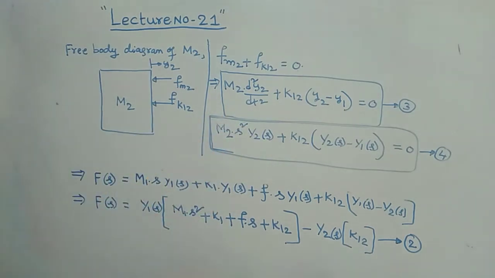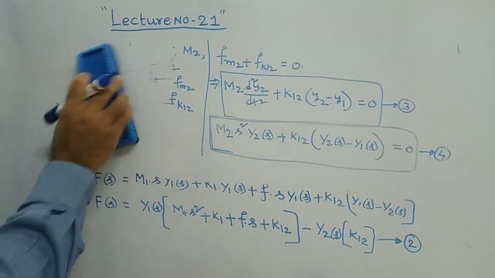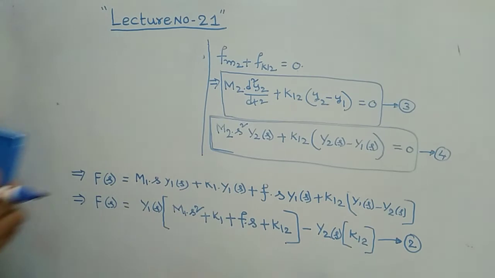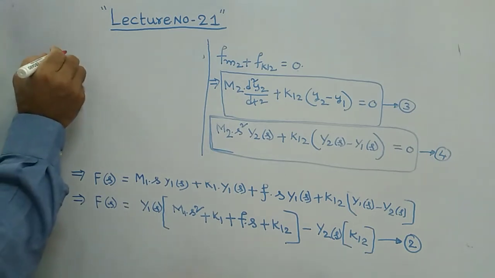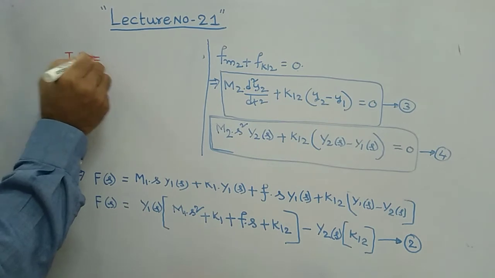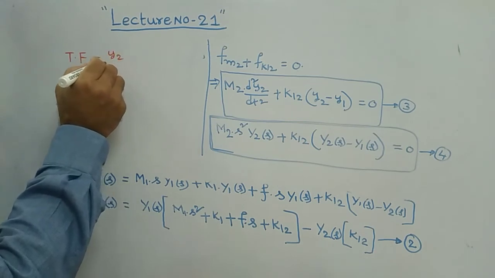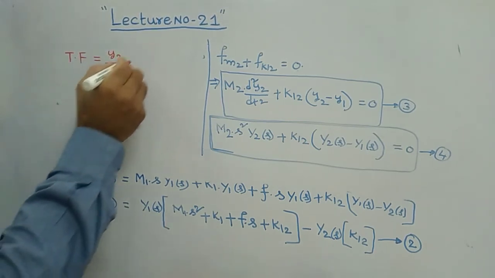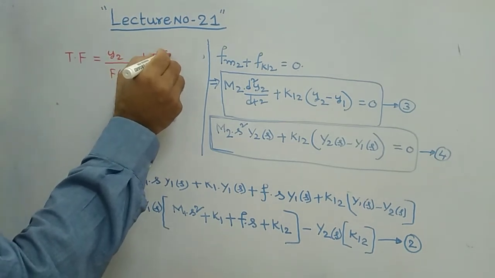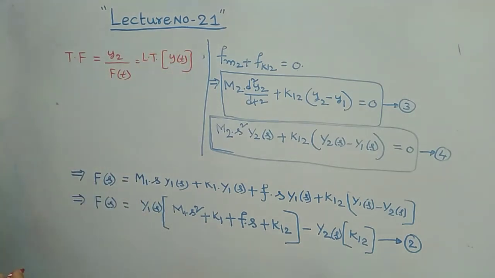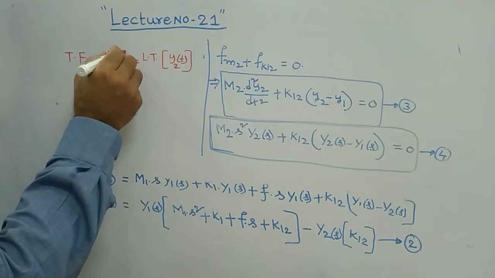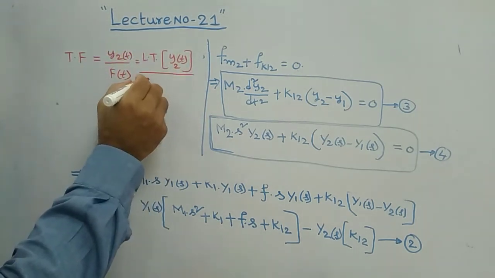Now, what is the transfer function here? So, what is the second displacement? I will just explain what the transfer function is. Your transfer function is equal to the second displacement. I explained at the beginning of this problem that the second displacement is nothing but y2 by f of t, that is, the Laplace transformation of y2 of t by the Laplace transformation of input f of t.